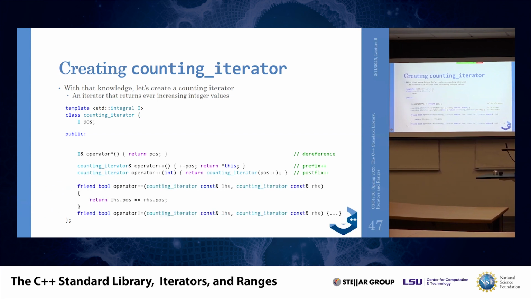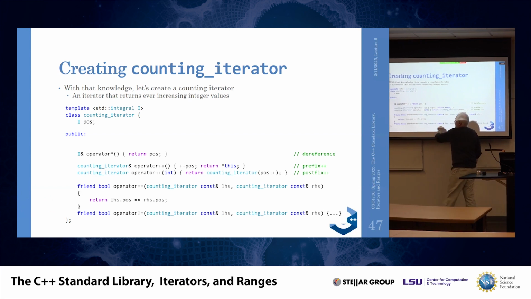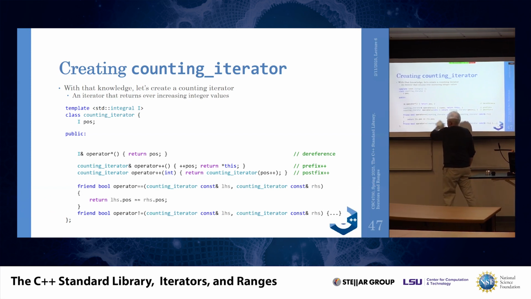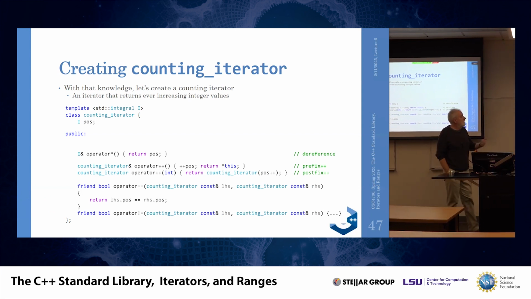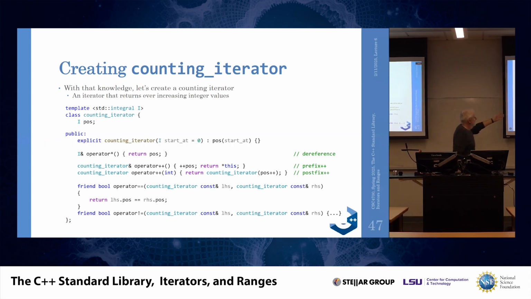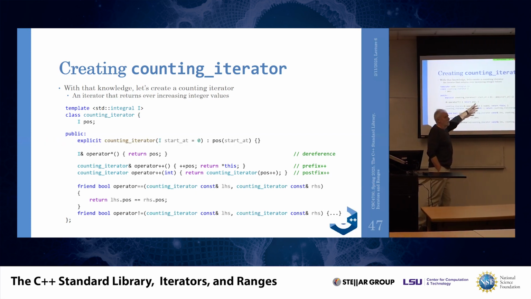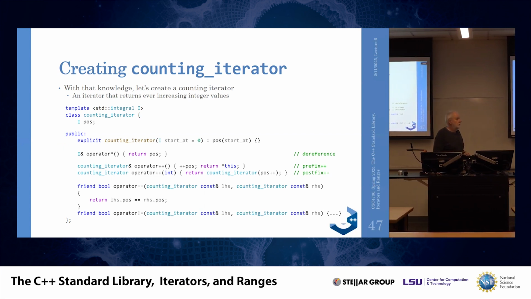And last but not least, we need to compare them. We get two iterators, and when we want to compare these two iterators, we have to compare the integers that are stored in that iterator. Done. Well, we need to construct it. Just a constructor that allows us to initialize things with something that is not 0 if you want to. But this is your counting iterator.